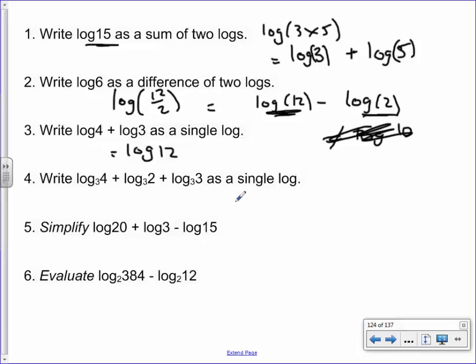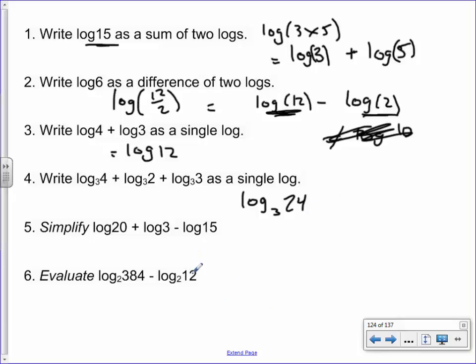So what about this one? Now don't forget, it needs to still have the base of 3. That's a little detail I want to point out: these have a base of 3, so it should still be a base of 3. So 4 times 2 times 3 is 24. Don't forget, log base 3 of 24 is just a number.